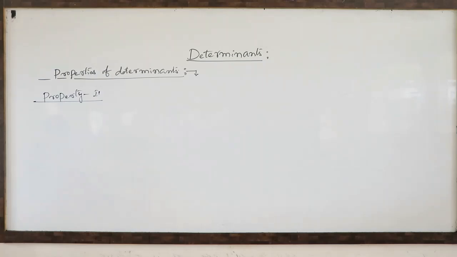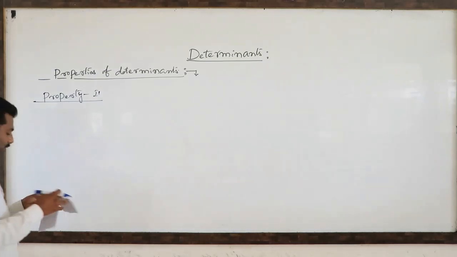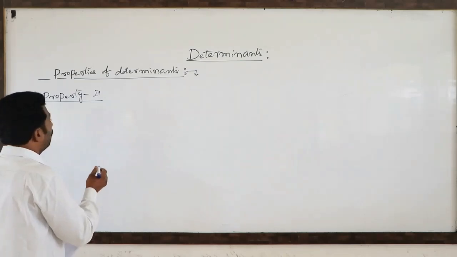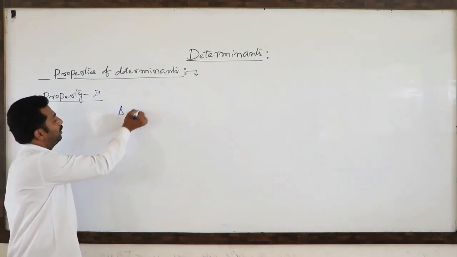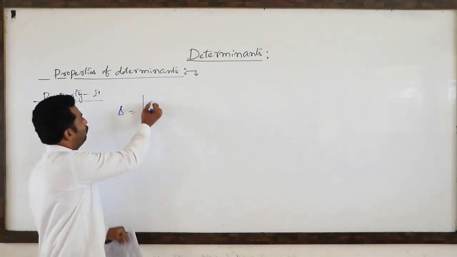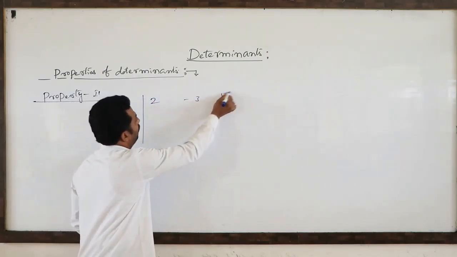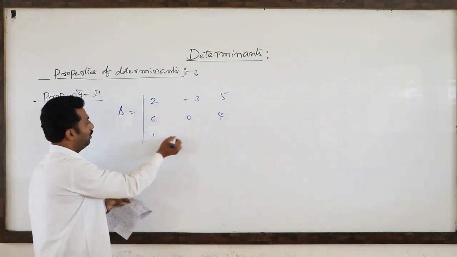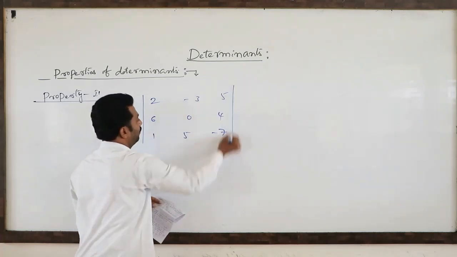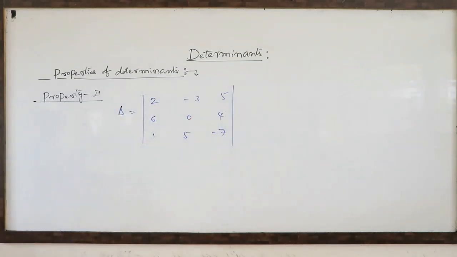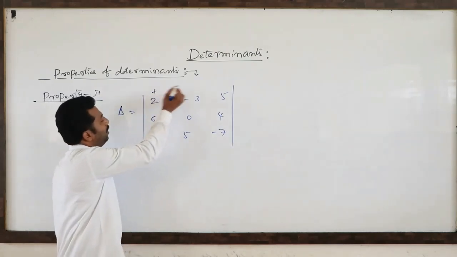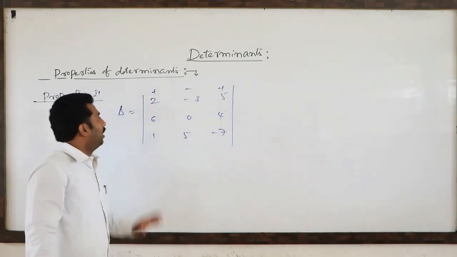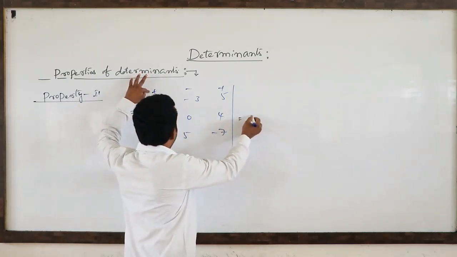Just I will take a 3 by 3 matrix. I am taking delta as 2, minus 3, 5; 6, 0, 4; 1, 5, minus 7. What is the determinant? Just expand along the first row. If I expand along the first row, what will you get? You tell me.